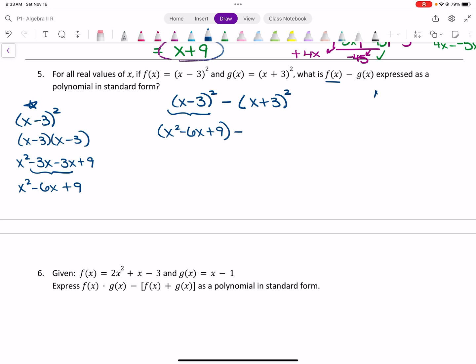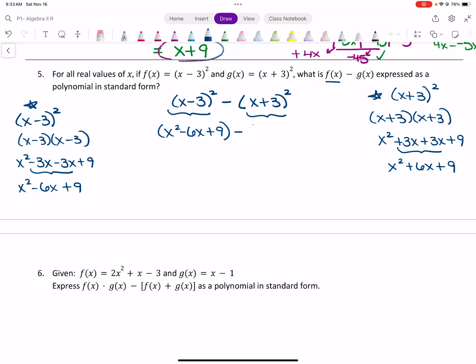Now we're going to do the same thing with the (x plus 3) squared. We're going to write it twice. Double distribute. x times x is x squared. x times 3, 3x. 3 times x, 3x. 3 times 3, 9. Combine like terms. We get x squared plus 6x plus 9. So (x plus 3) squared is x squared plus 6x plus 9.